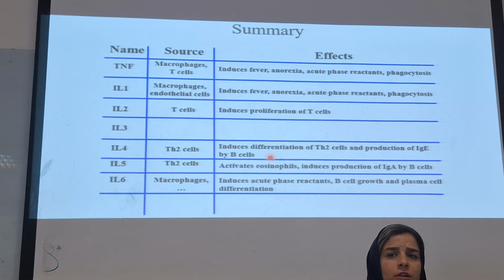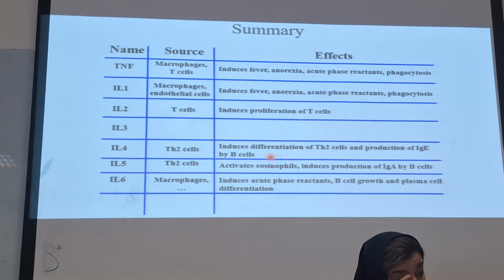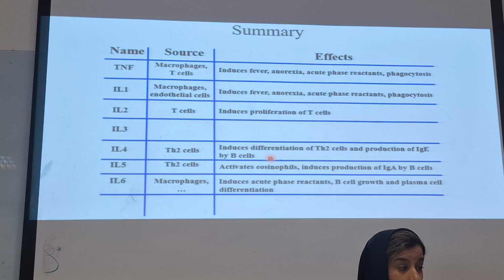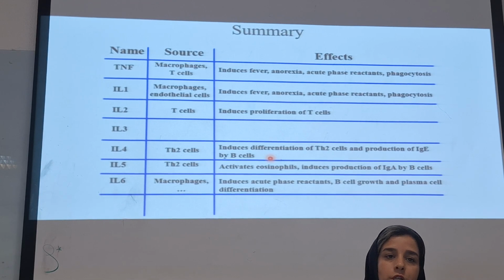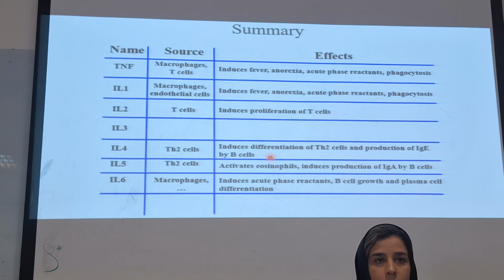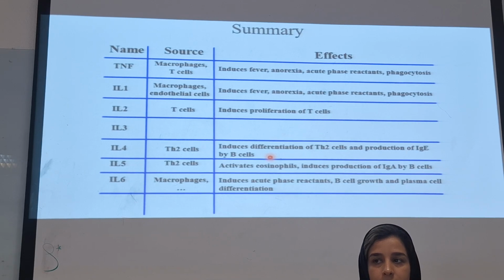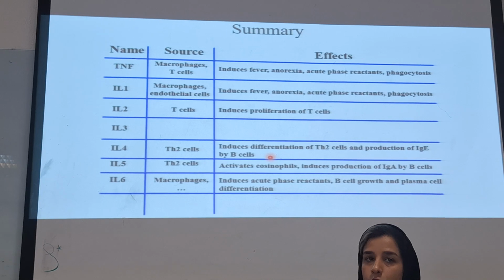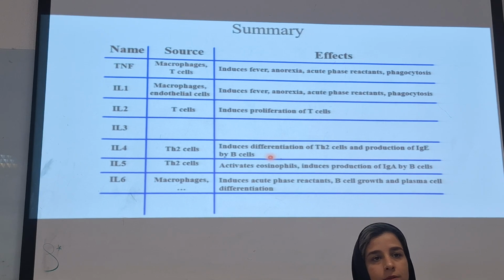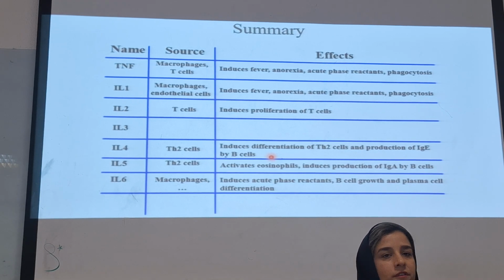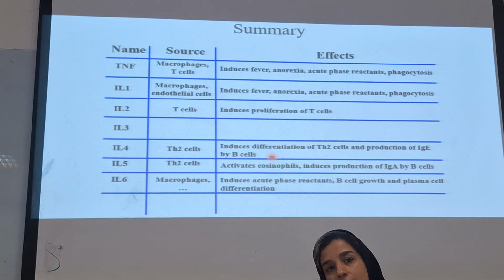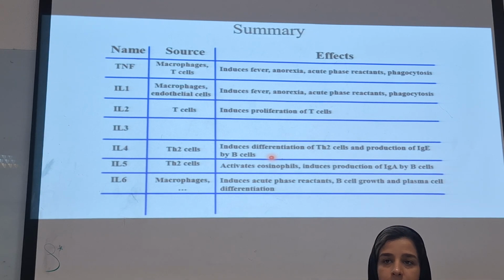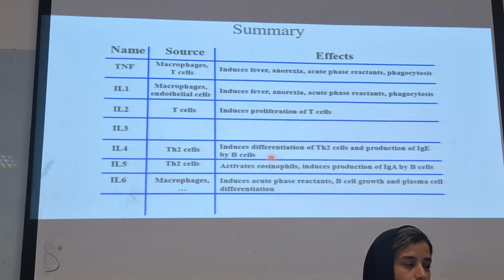And what about interleukin 6? Okay, produced by innate immune cells. And about its effect? Growth of B cells, makes growth into plasma cells. Okay, producing plasma cells. And the other effect of interleukin 6 is the same as TNF and interleukin 1.